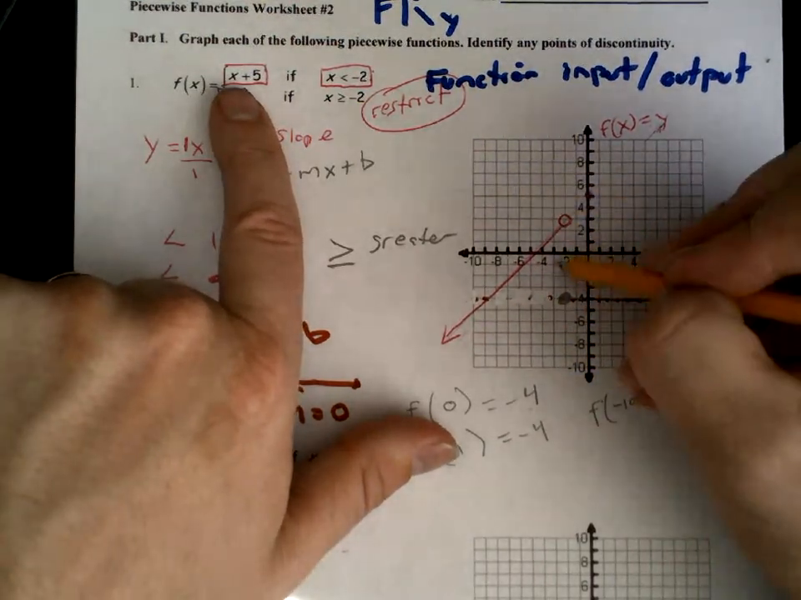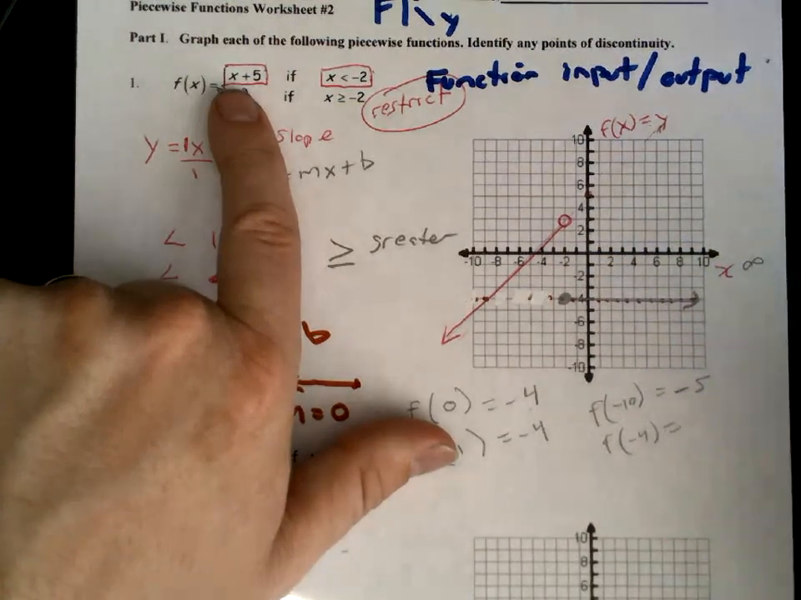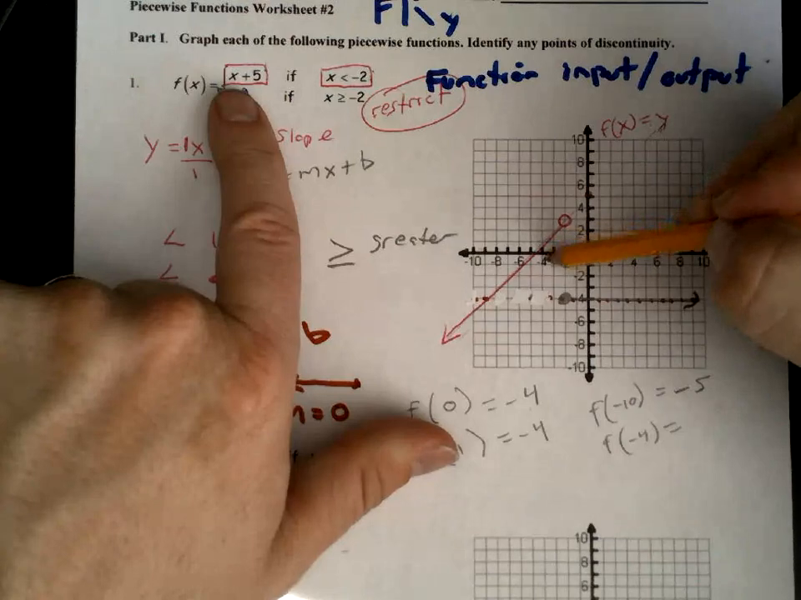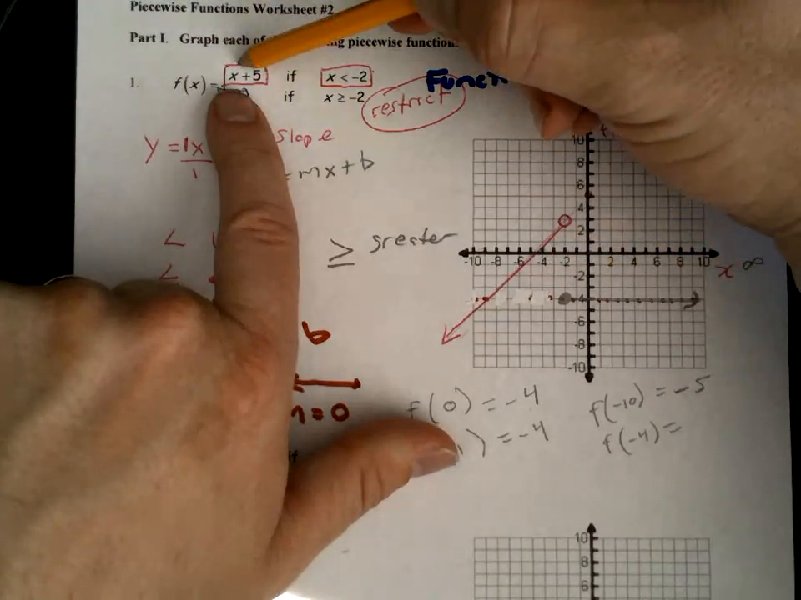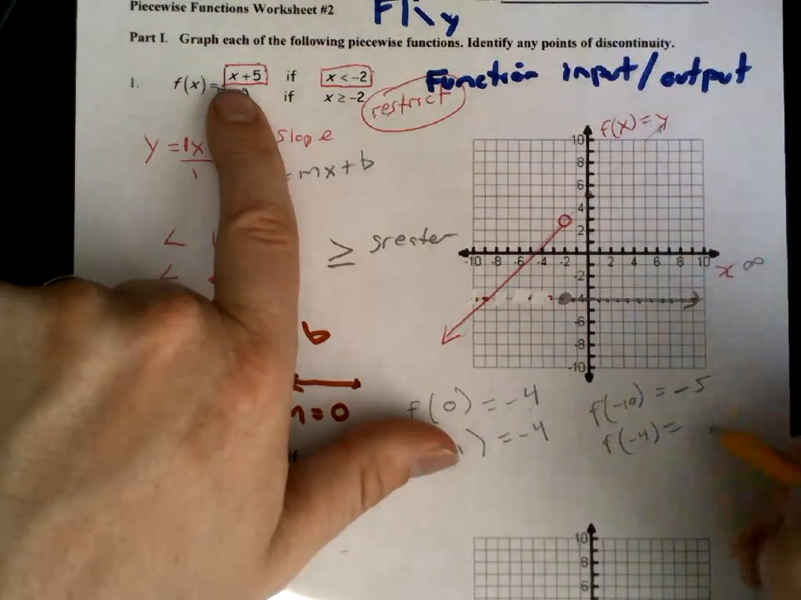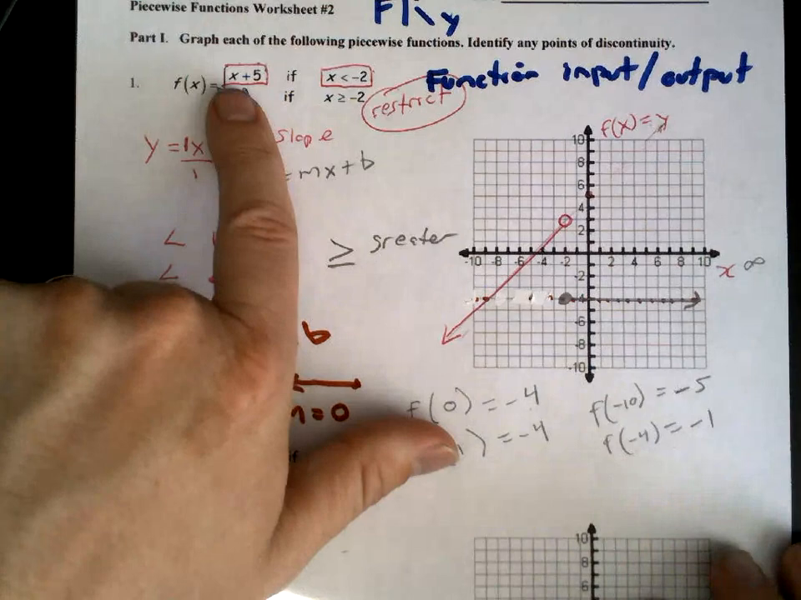Well, what happens if you put -4? So what if we put -4 instead? Well, -4 is over here for x. Well, that's about right there. Okay, so what is -4 plus 5? Well, that's 1. Okay, here's the trick.